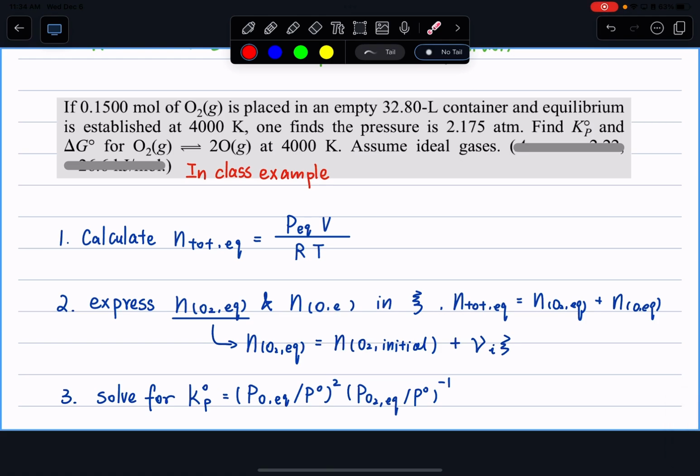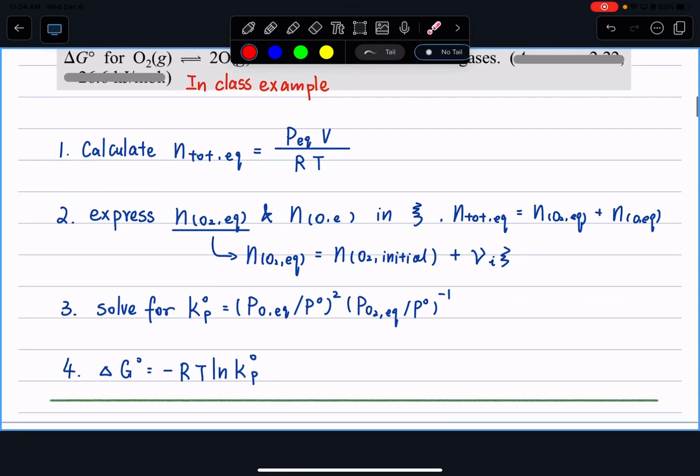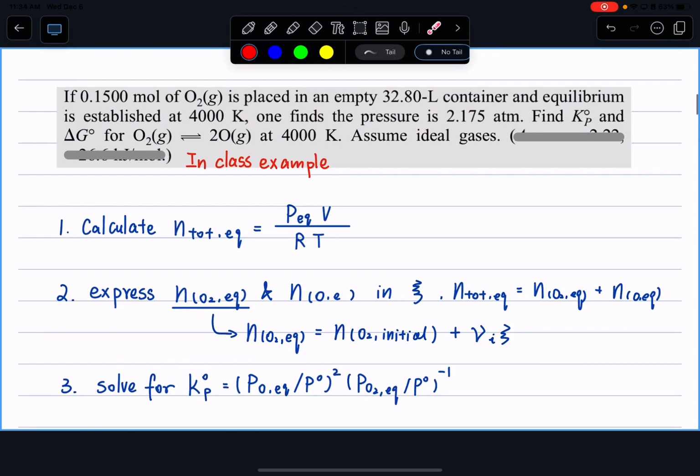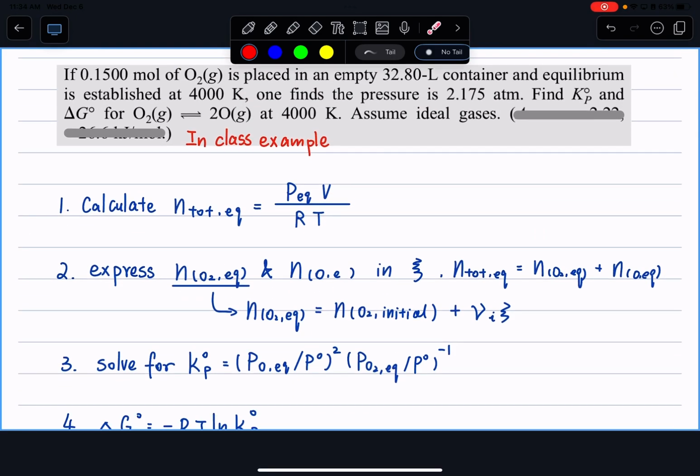So this is the example we did in class, right? It gives you initial number of mole of your reactant, gives you the volume of the container, gives you the temperature and the pressure at equilibrium, and asks you to find the equilibrium constant at that specific temperature. So a few steps we did to solve this problem. First thing is we solve for the total number of gases at equilibrium, which you can do by using the ideal gas law.